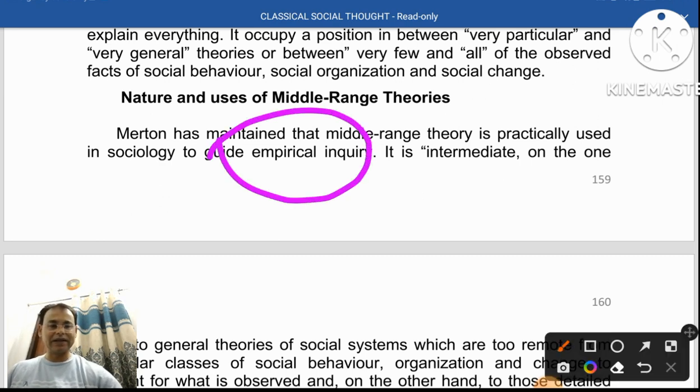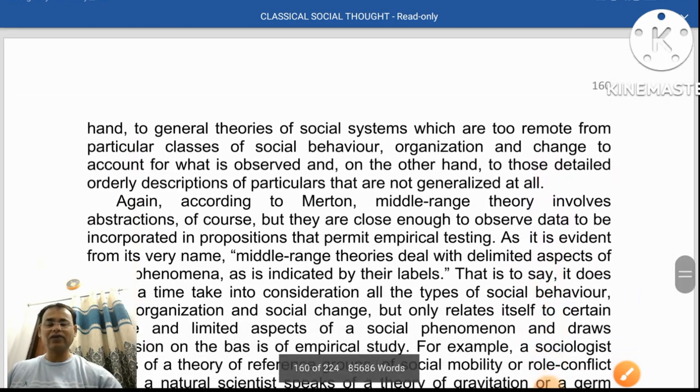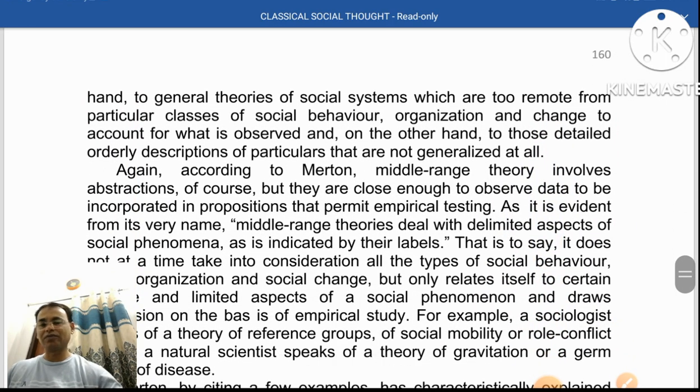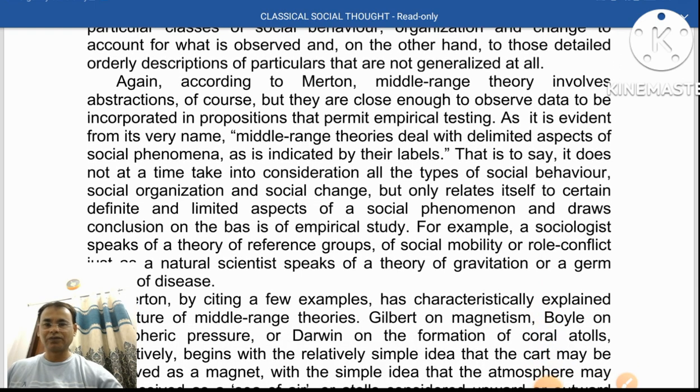It is intermediate on the one hand to general theory of social systems, which are too remote from particular classes of social behavior, organization and change to account for what is observed, and on the other hand to those detailed orderly descriptions of particulars that are not generalized at all. Merton's middle-range theories involve abstraction, of course, but they are close enough to observed data to be incorporated in propositions that permit empirical testing, as is evident from its very name.